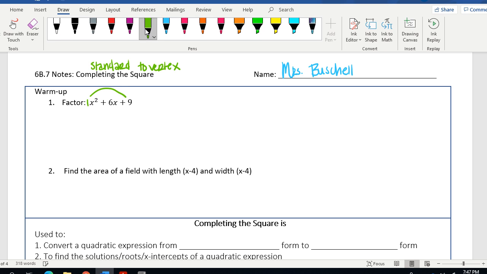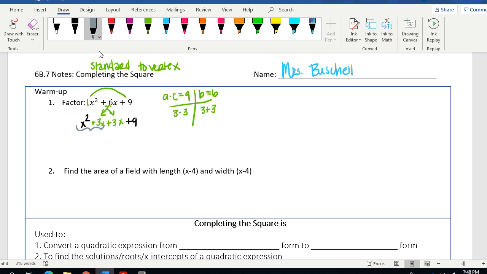So I have to multiply those: a times c equals 9. I have to find those same two numbers that I can add to get 6. That is going to be 3 times 3, or 3 plus 3. I'm going to bust up my b term with plus 3x plus 3x. I have my first term, which is x squared, and my last term, which is 9. I'm going to factor by grouping.